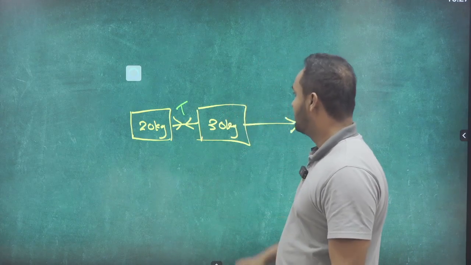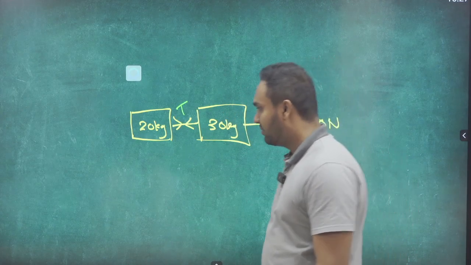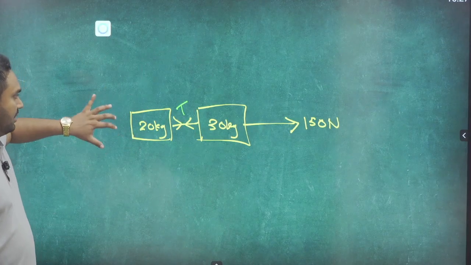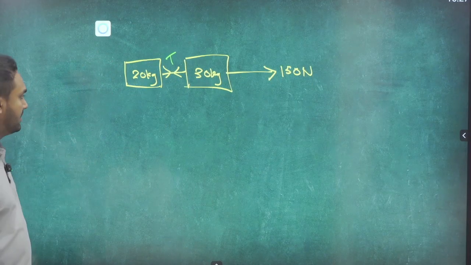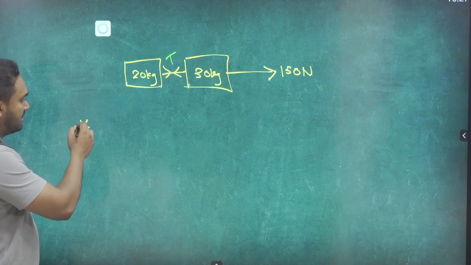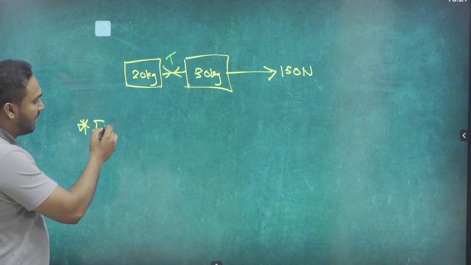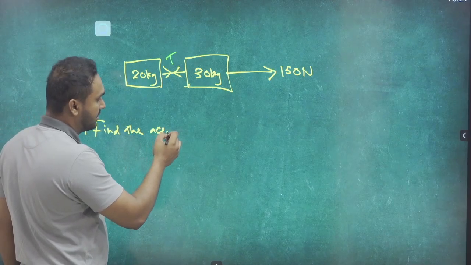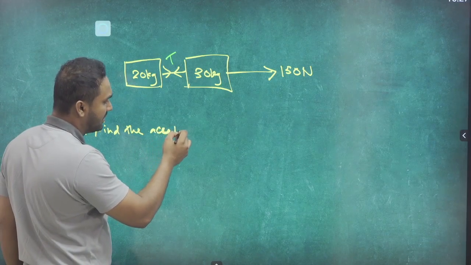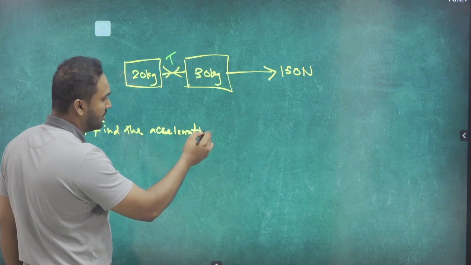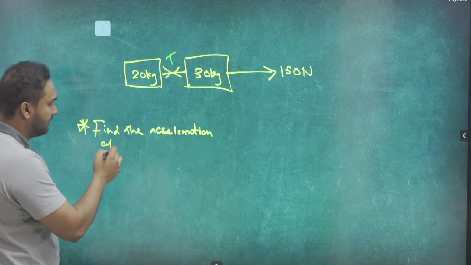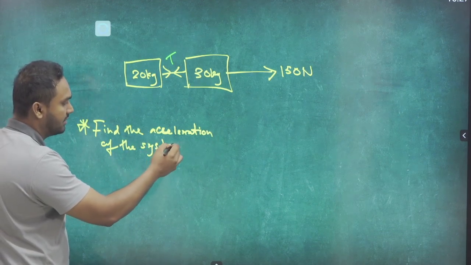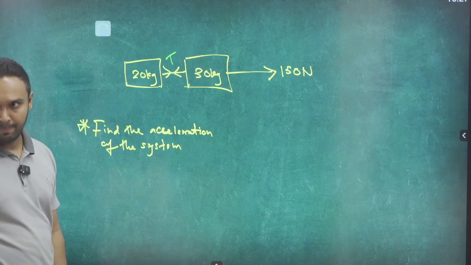Right. So you are asked to find the tension. In order to find the tension, you have to go through these three simple steps, right? First one is find the acceleration of the system, right? Find the acceleration of the system is the first thing.